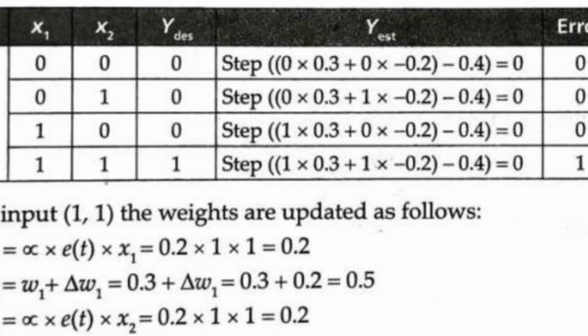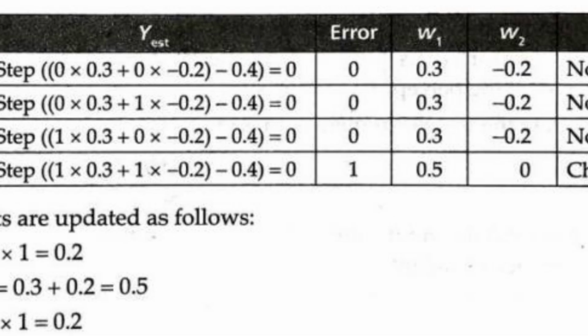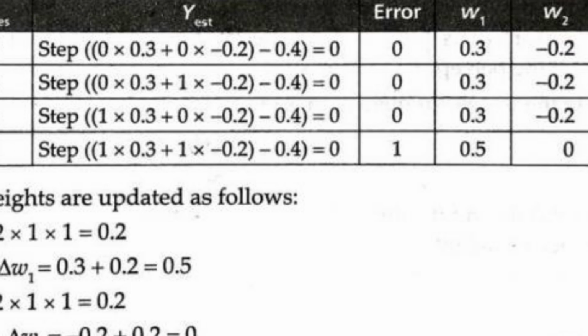In the next step, x1 is 0, x2 is 1, W1 is 0.3, W2 is minus 0.2, subtract it from 0.4, that is theta. The value is less than 0, so we are assuming that is 0. Then no changes in W1 and W2. W1 is 0.3, W2 is minus 0.2. Substitute this in the next step.